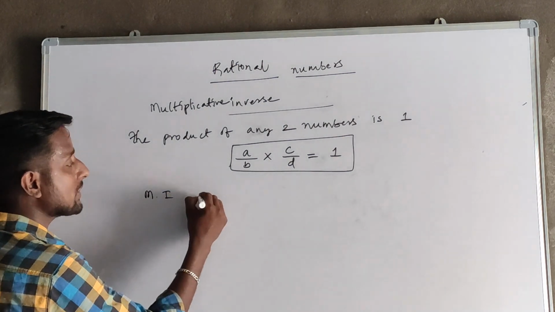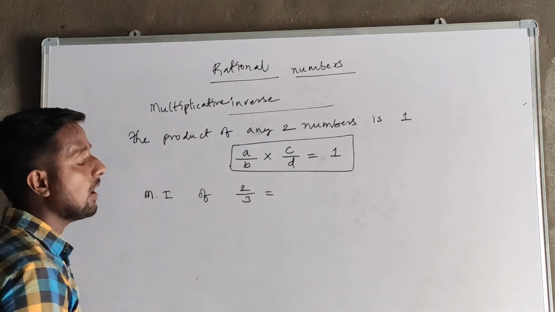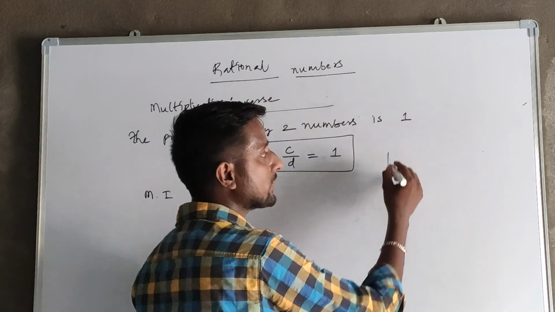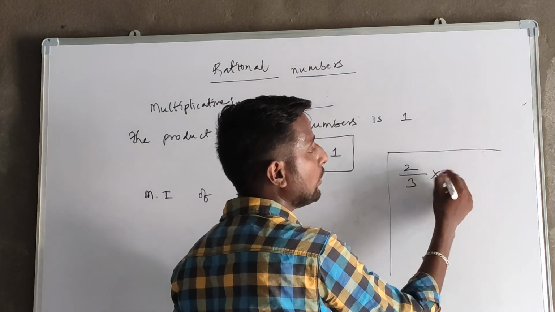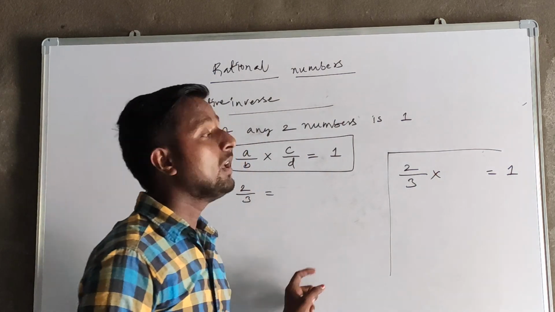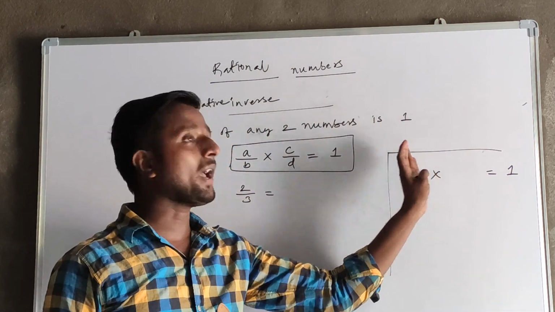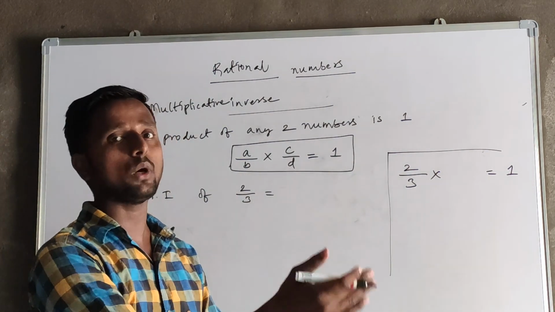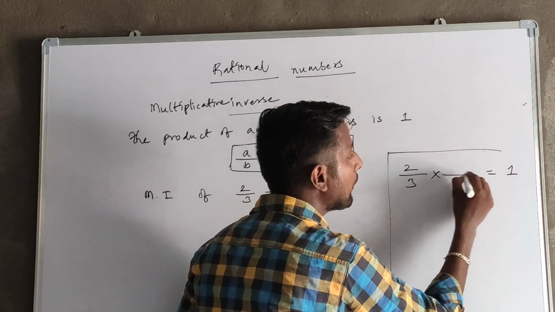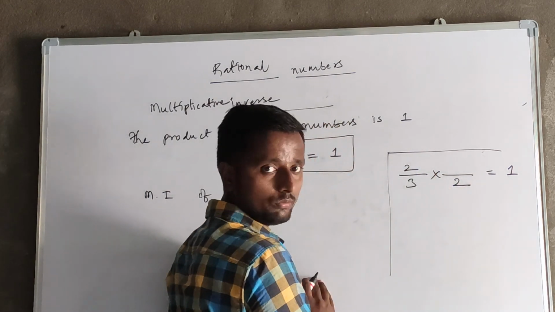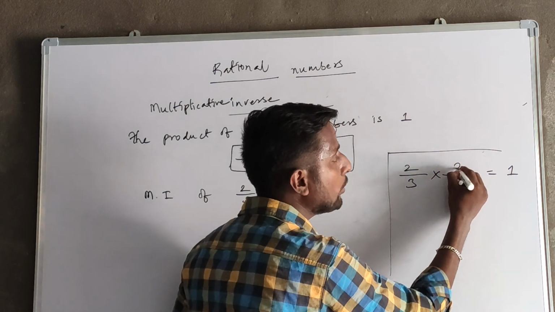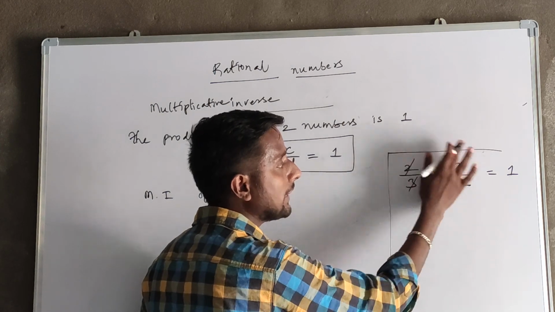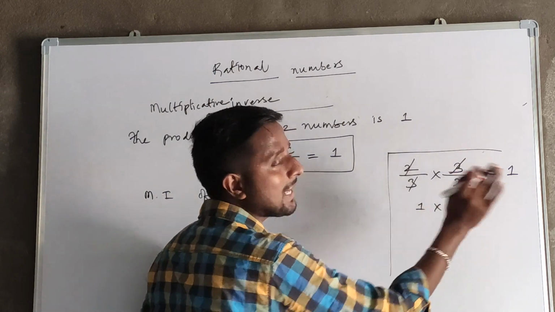The multiplicative inverse of 2 by 3. We want the answer to be 1. So 2 by 3 into some number, the answer must be 1. What does it mean that the answer must be 1? The 2 is cancelled, the 3 is also cancelled, and nothing is left. That's why with multiplication, empty we can call it 1. If we want 2 cancelled, we need denominator 2. If we want 3 cancelled, we need numerator 3. Look, 2 and 2 get cancelled, 3 and 3 get cancelled, and we write 1 into 1, so overall the answer is 1.